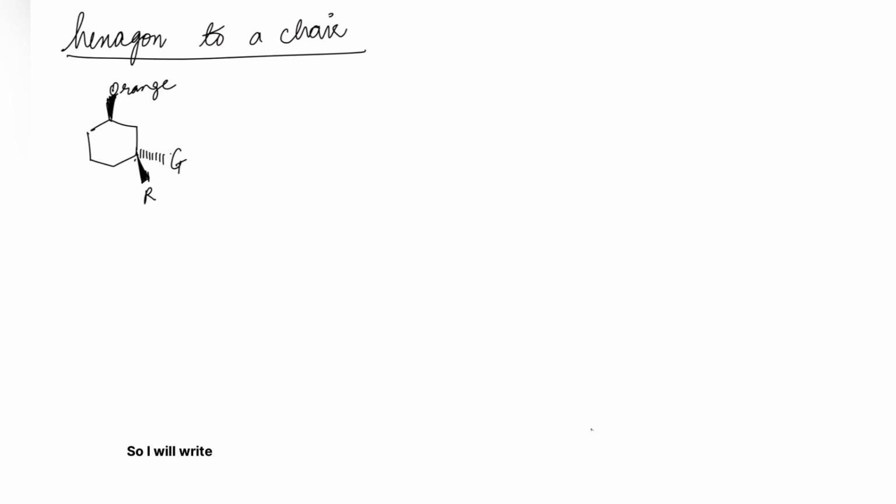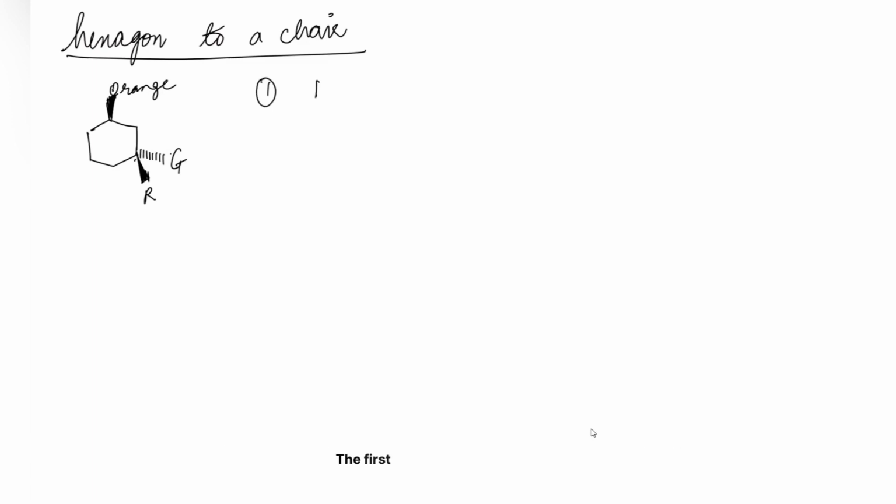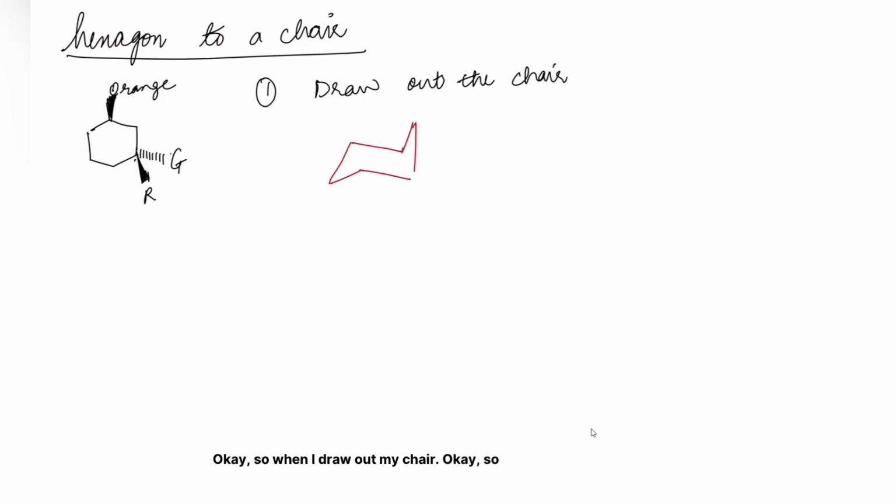I will write down 3 steps in order for you to convert that structure to a chair conformer. The first step is to draw out your chair. So when I draw out my chair, you can draw it in 2 ways.